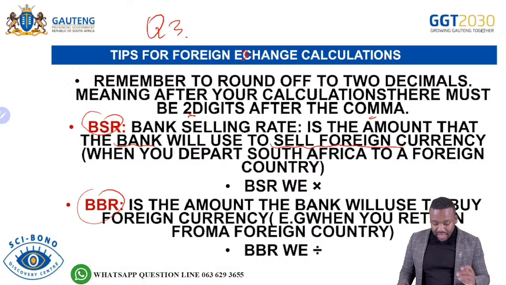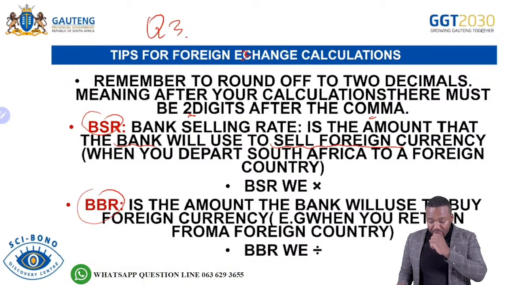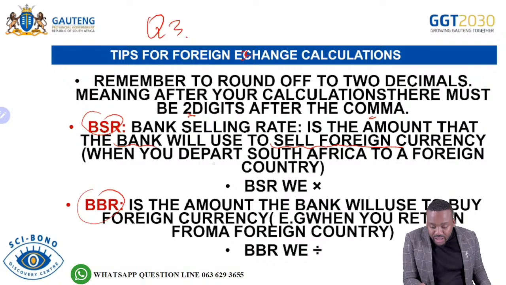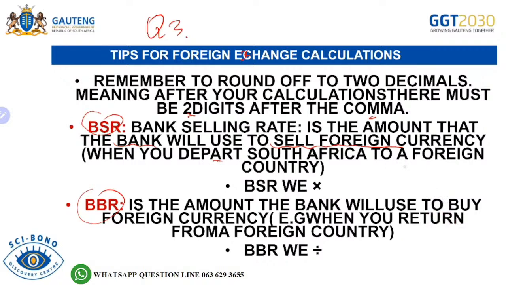Bank selling rate is the amount that the bank will use to sell what? Foreign currency. Meaning, when you depart from South Africa to a foreign country, the bank will use the bank selling rate, because you will be buying foreign currency from the bank. Now, when you come back, after spending whatever days in a foreign country, you're coming back to South Africa, the bank will charge you using what?